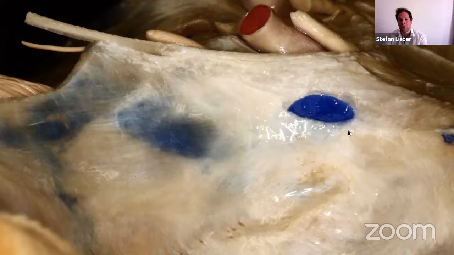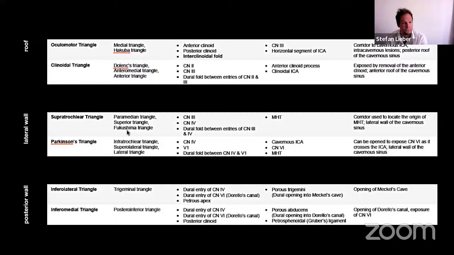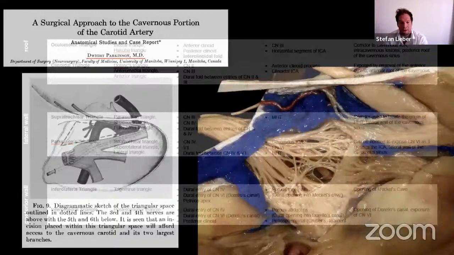I will only briefly cover, as I did last time, some of Dolenc's and Hakuba's triangles of the superior roof when we talked about anterior clinoidectomy, just briefly some of the lateral wall. I will not go into detail of the described triangles, Mullan's and all of these triangles. I think this is obsolete, just historically interesting.